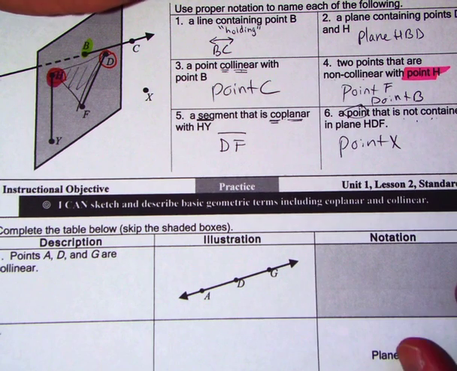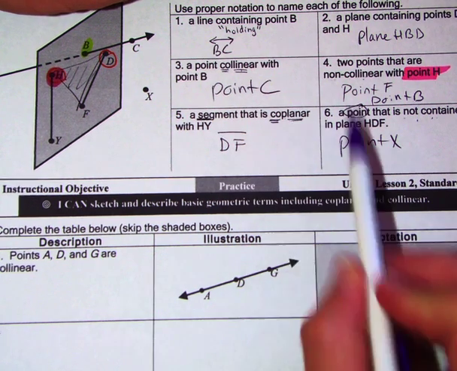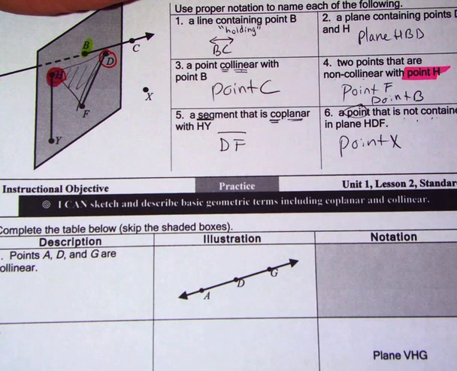So the big thing today: coplanar or non-coplanar, and collinear and non-collinear. Make sure to use your proper notation at all times. Good luck.